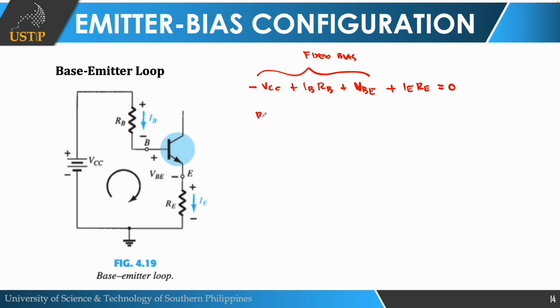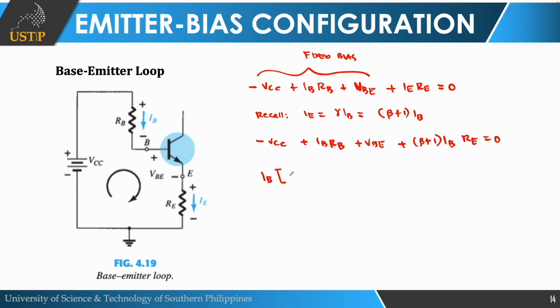Okay, so you can recall the relationship of your emitter and the base current. We have IE is equal to gamma IB, or in terms of beta, that would be beta plus 1 IB. So why do we need to change the IE to IB? It's because we want to get the expression of IB. Okay, so we have negative VCC plus IBRB plus VBE plus beta plus 1 IB times RE. Okay, we can now factor out IB. That would be RB from this expression, and then we have beta plus 1 RE.